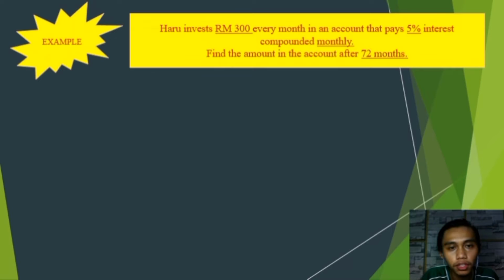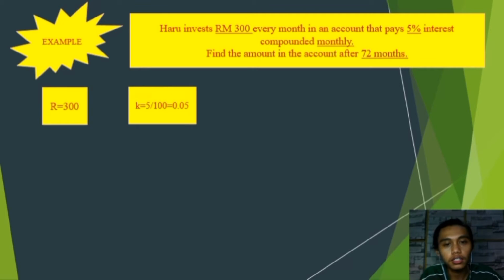So, this is an example for future value. Haru invests RM 300 every month in an account that pays 5% interest compounded monthly. Find the amount in the account after 72 months. So, firstly, we need to list down the important information.